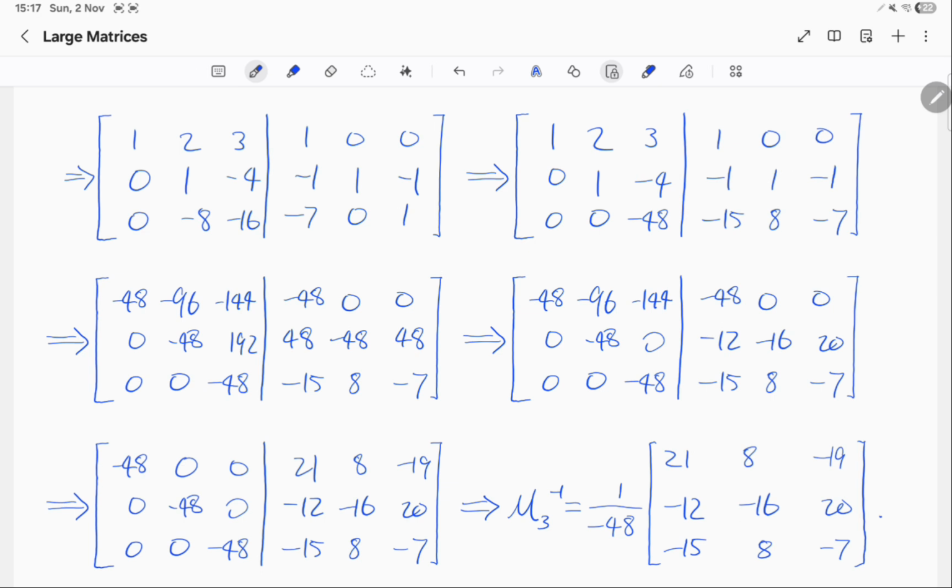Finally, we can set the new row 1 to be equal to row 1, take away 2 row 2, take away 3 row 3, and this gives a right-hand side of 21, 8, negative 19, negative 12, negative 16, 20, negative 15, 8, negative 7, where the left-hand side is negative 48 of I3. This means that we can multiply by 1 over negative 48 to give the exact same result as above.